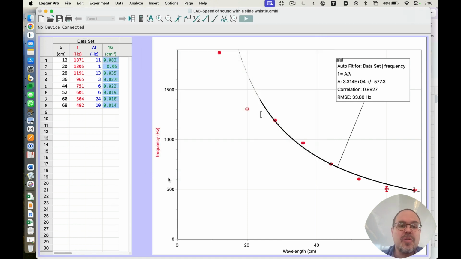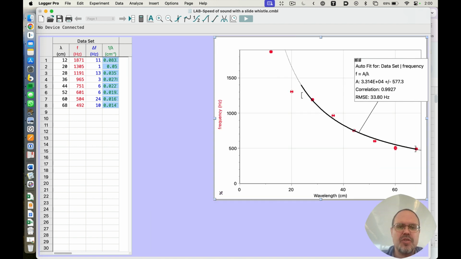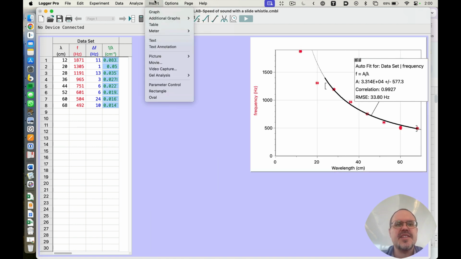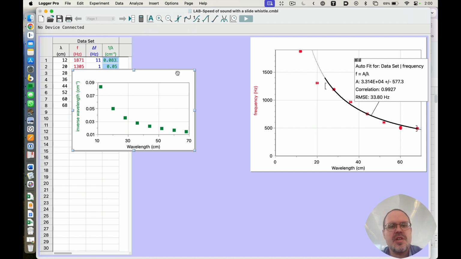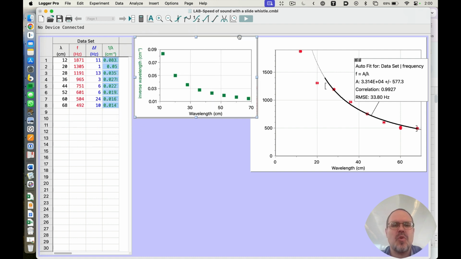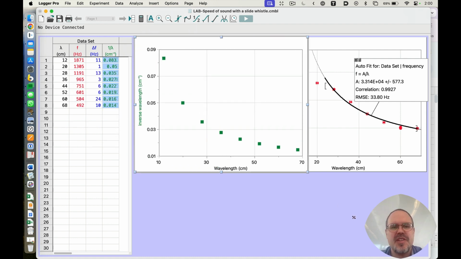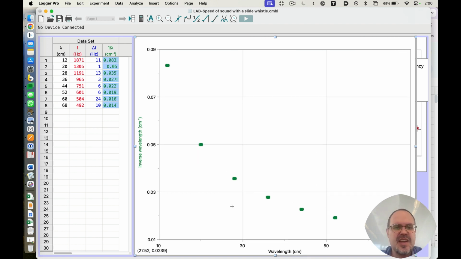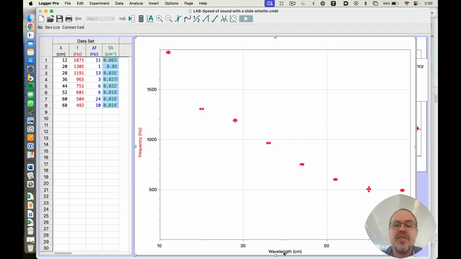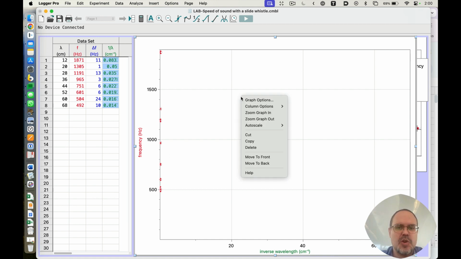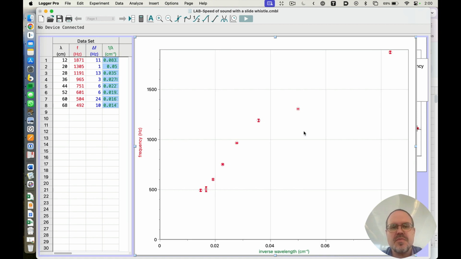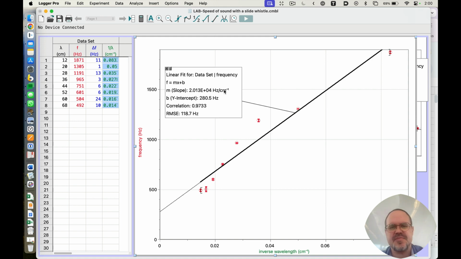Now I want to keep this graph and make this graph a bit smaller. I'm going to go Insert Graph. It's guessing the graph that I want, and the guess is wrong. I still want this to be frequency, and instead of wavelength, I want 1 over wavelength. And I'm going to auto scale from 0. Now I get this. I'm going to go linear fit.